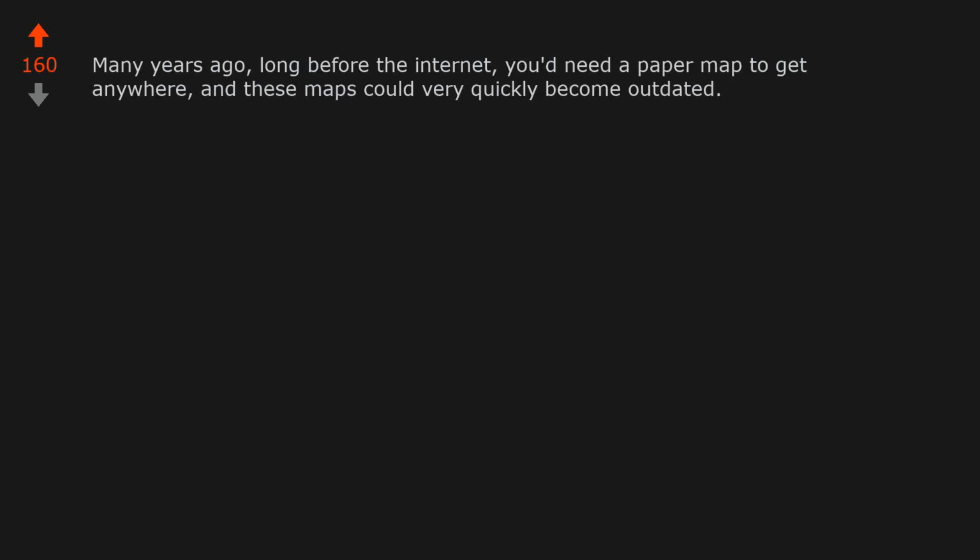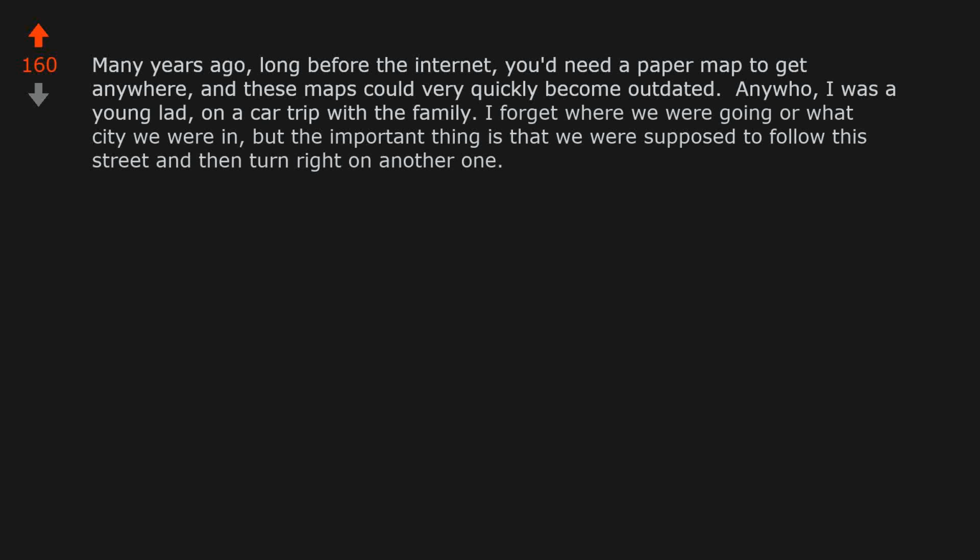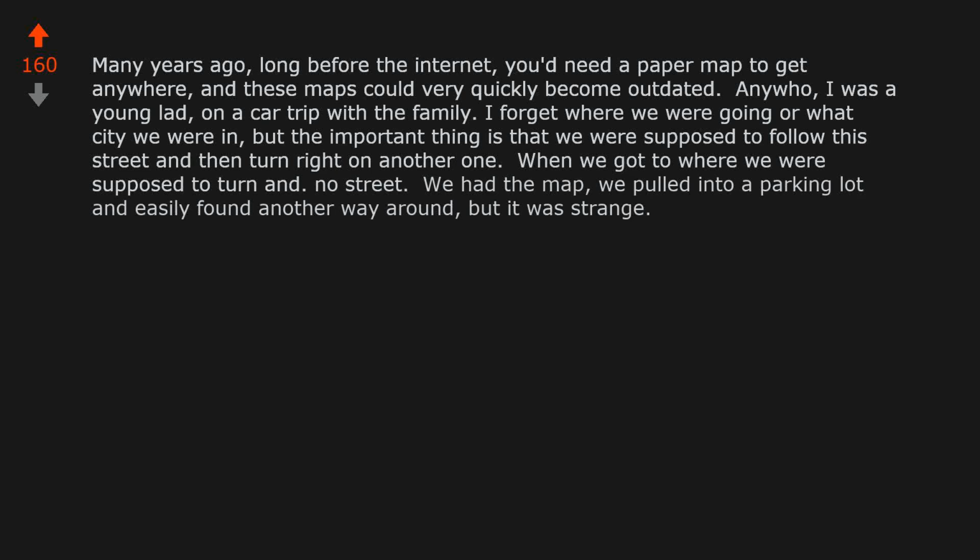Many years ago, long before the internet, you'd need a paper map to get anywhere, and these maps could very quickly become outdated. Anyway, I was a young lad, on a car trip with the family. I forget where we were going or what city we were in, but the important thing is that we were supposed to follow the street and then turn right on another one. When we got to where we were supposed to turn and there was no street, we had the map, we pulled into a parking lot and easily found another way around, but it was strange.